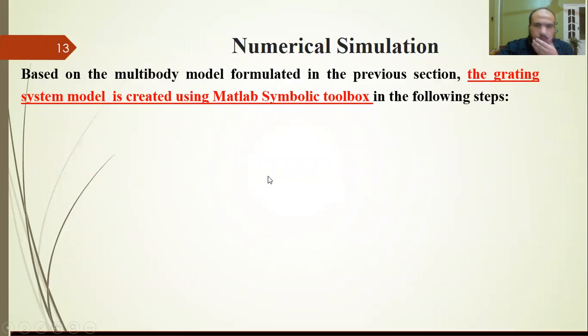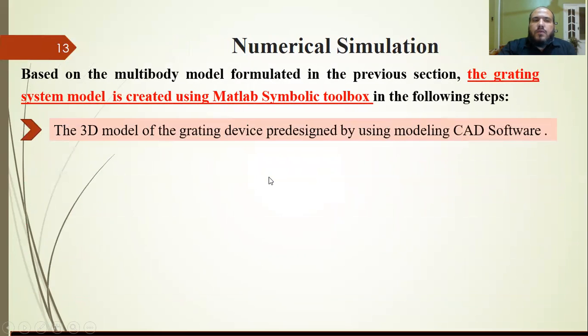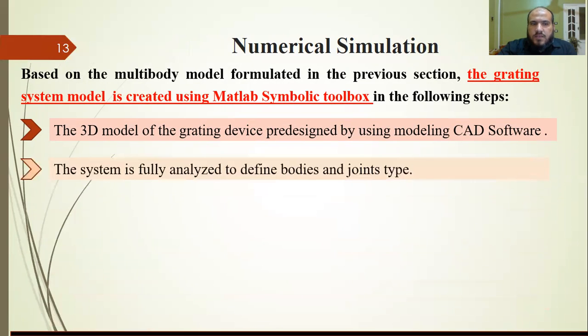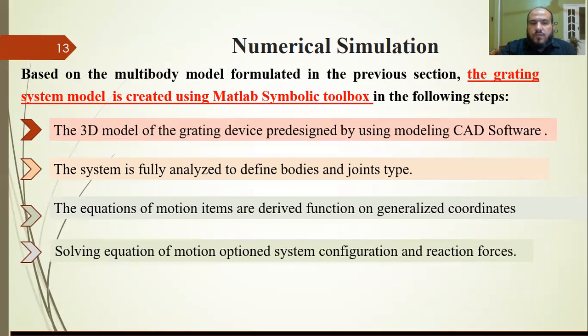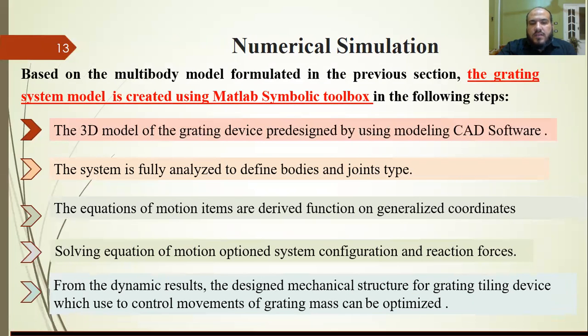Based on the multi-body model formulation in the previous section, the grating system model is created using the MATLAB symbolic toolbox in the following steps. At first, we built a 3D model of the grating device in SolidWorks CAD software. Then the system is fully analyzed to define bodies and joint types. The equation of motion items are derived as functions of the generalized coordinates. Solving the equation of motion, we obtain the system configuration and reaction forces. From the dynamic results, the mechanical structure design of the grating device can be optimized.